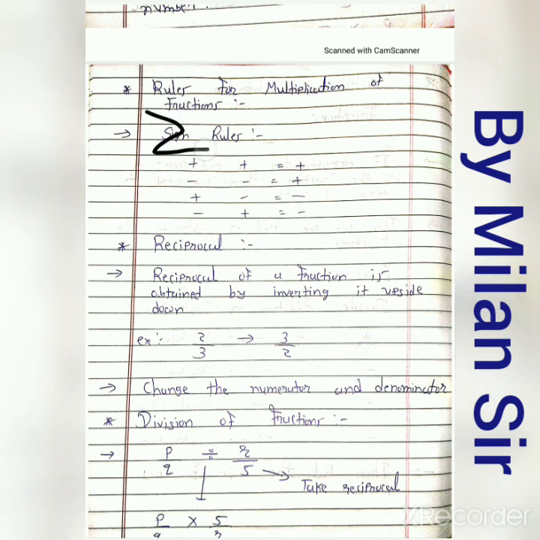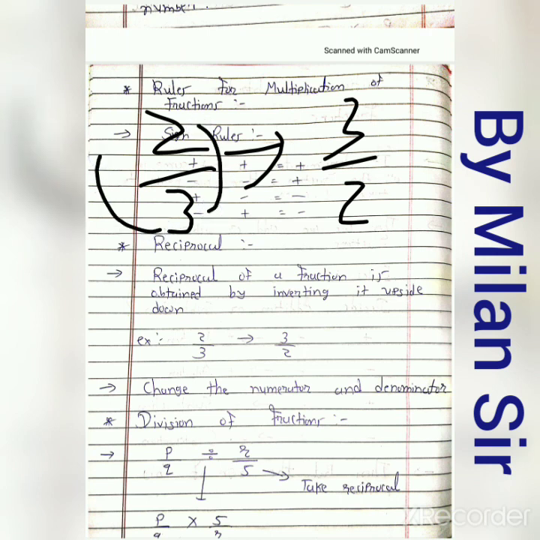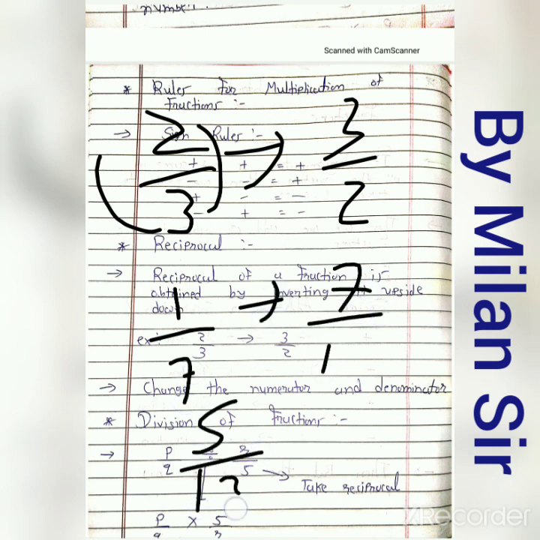Okay, let's take one example, 2 by 3. Then the reciprocal of 2 by 3 is 3 by 2. Change the numerator and denominator. Right? 3 is written in the numerator, 2 in the denominator. If 1 by 7, then 7 by 1. If 5 by 13, then 13 by 5. This is reciprocal.